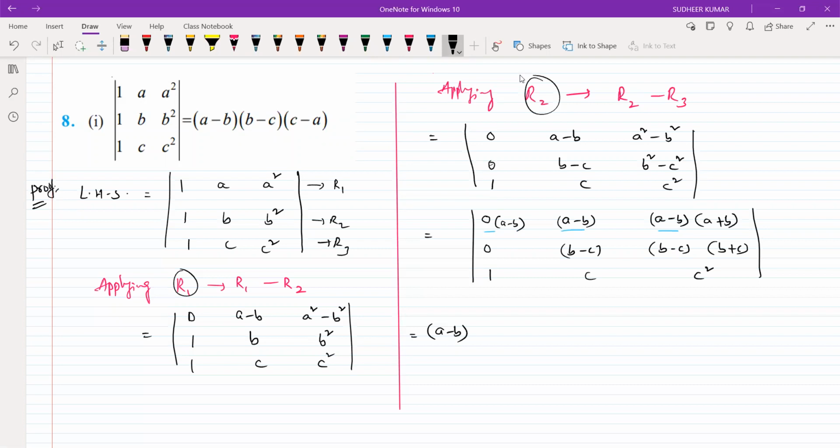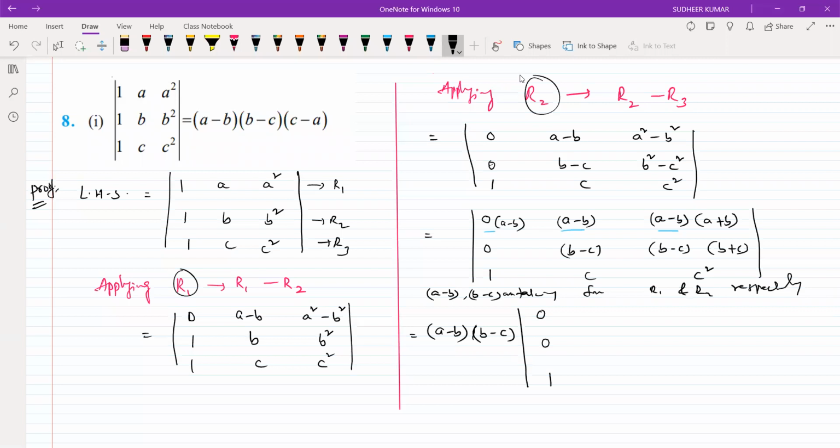Similarly, what can we take common? B minus C, we can take common from the second row. So A minus B and B minus C are taken common from R1 and R2 respectively. Then what are the left out values? Here it is 0, this is also 0, 1.